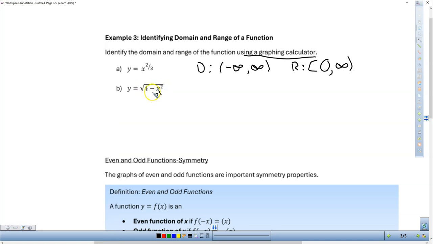Well, we have 4 minus something. What is 4 minus something squared? That would be 0. That would be 2. Which means that the values that I could plug in here would have to be from a value of negative 2, because remember, negative 2 squared is positive 4, all the way to positive 2.